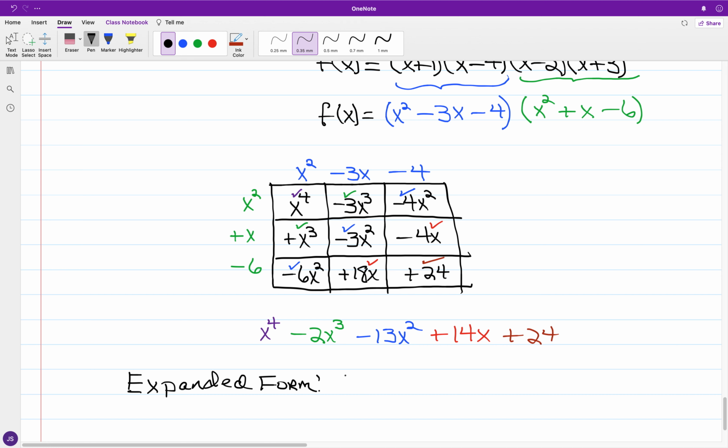So we have for the expanded form. Okay, so we're going to have f of x is equal to x to the fourth minus 2x cubed minus 13x squared plus 14x plus 24.